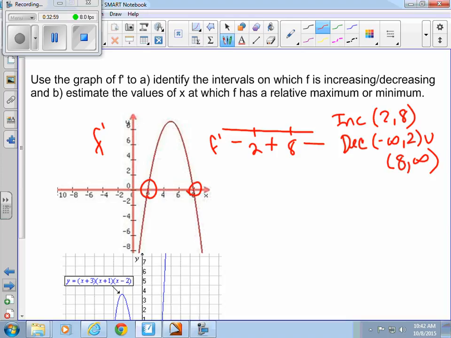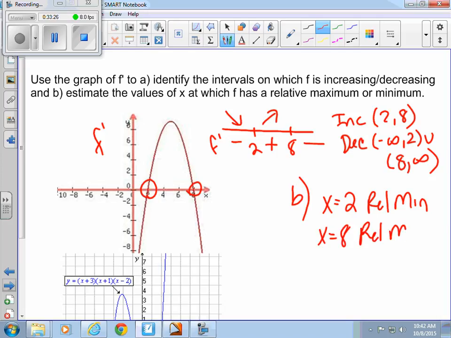Why did they not ask y values? I don't have an original equation. I cannot find y values, but I can find the x values of the relative extrema. At x equals 2, what do I have? Everyone agree? And at x equals 8, what do I have? You try next.